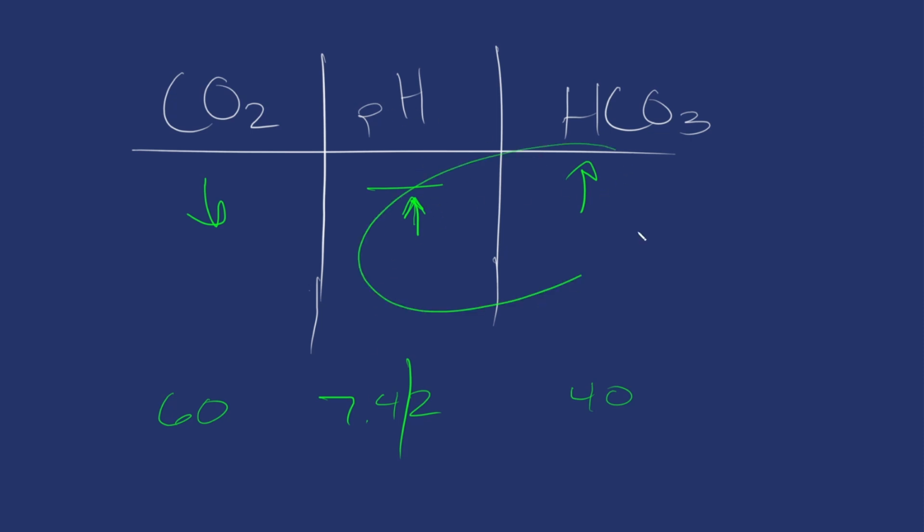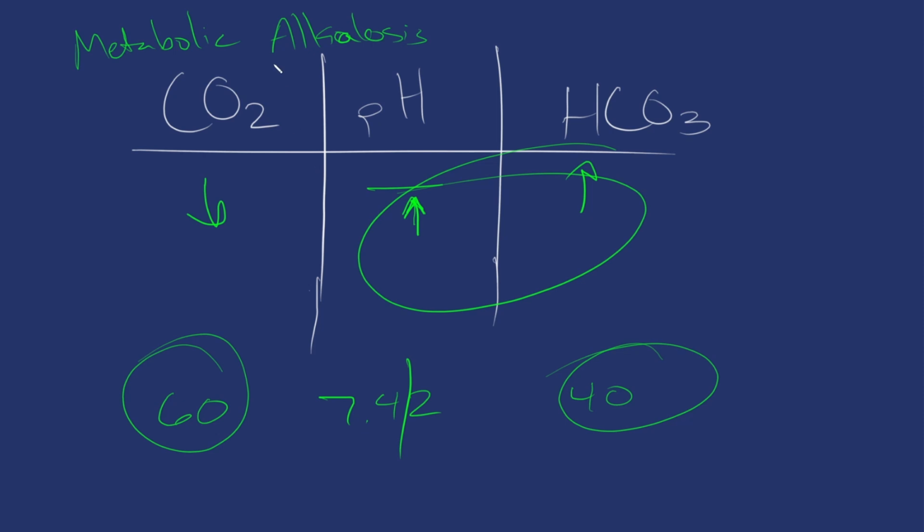So now we just match these lines up again, right? The arrows. So we have metabolic, okay, because it's matching on this side. And we have alkalosis. And that's even though we're normal, okay, the CO2 is abnormal and the bicarb is abnormal. So we're metabolic alkalosis with, in this case, full compensation.